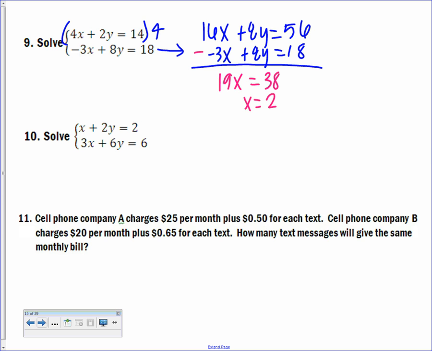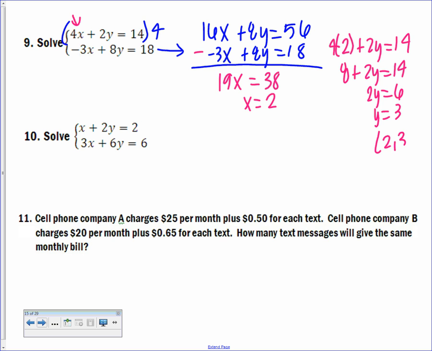Again, you've got 2 equations now, so you can plug it into any one. I'll just pick this first equation. So I'll have 4 times 2 plus 2y equal to 14. So I've got 8 plus 2y equals 14, so 2y would equal 6, so y would equal 3. So my ordered pair would be 2, 3. Just make sure you plug it back in for the right variable, and your ordered pairs are always x comma y.